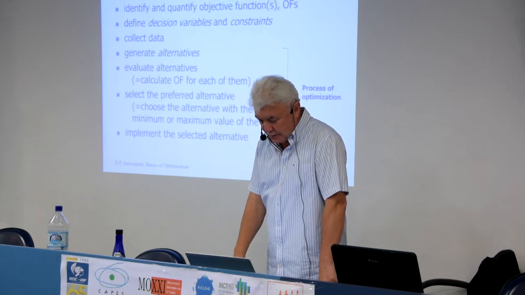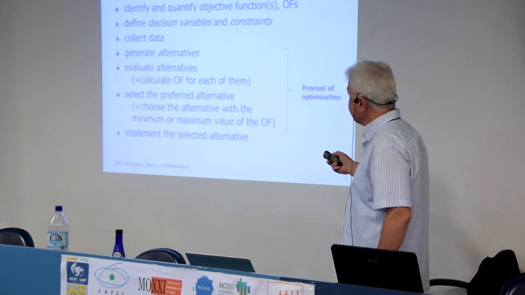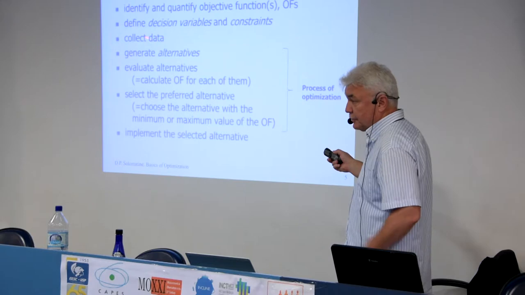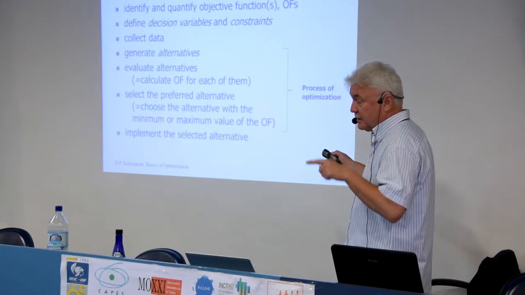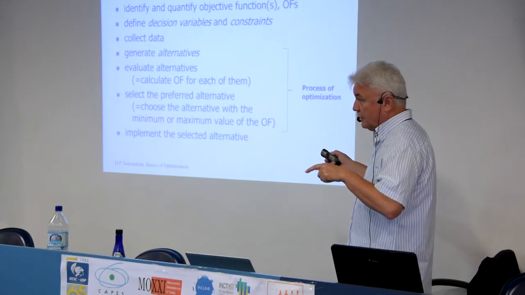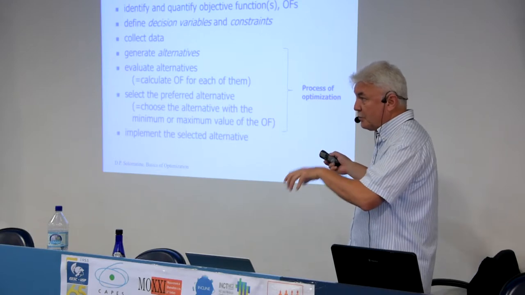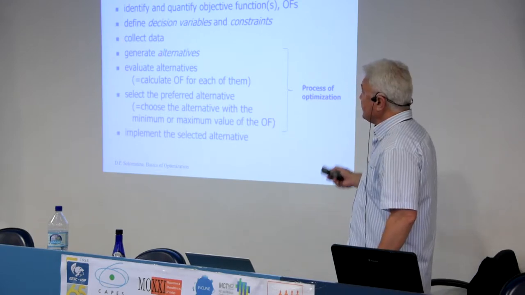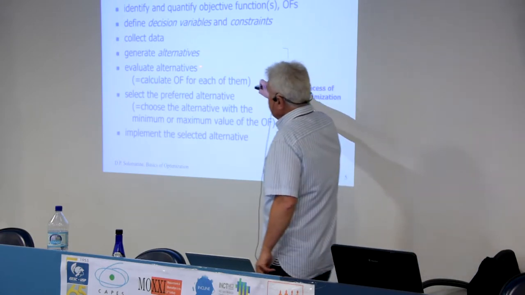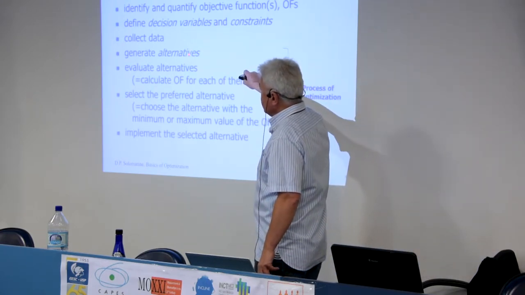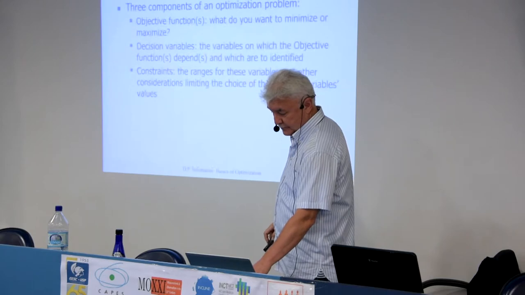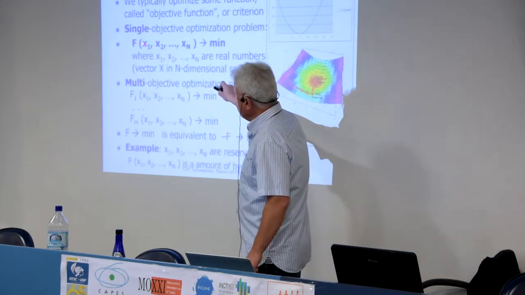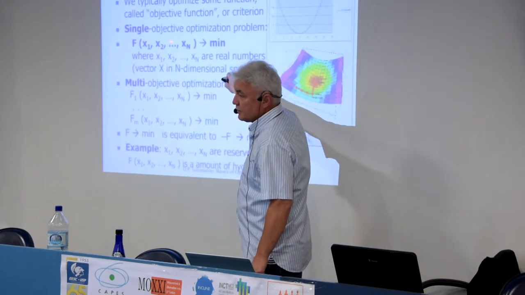Right, so you have to collect data. In this case, the data is about the snow melt and the flow, all this data which would tell you how much water you would have at that point. Generate alternatives. These alternatives are different vectors of decision variables.